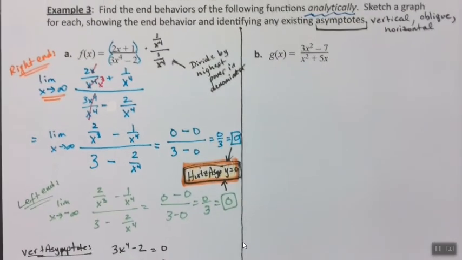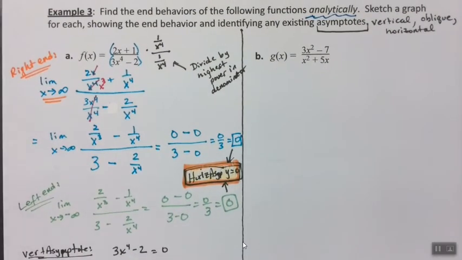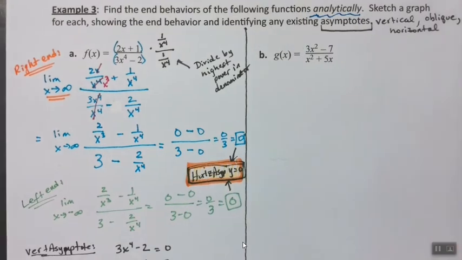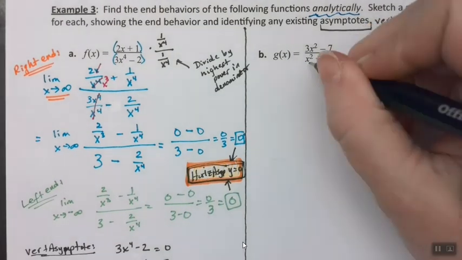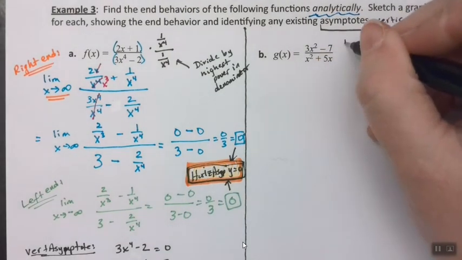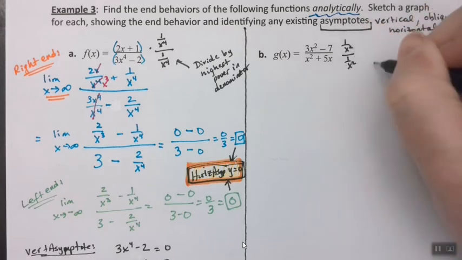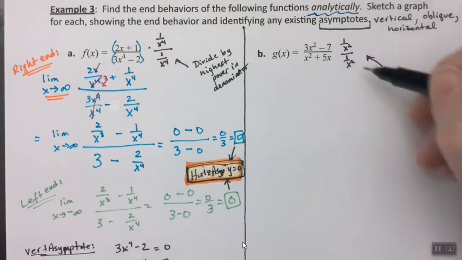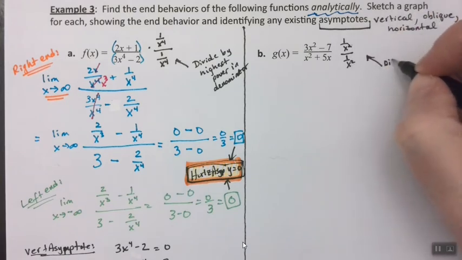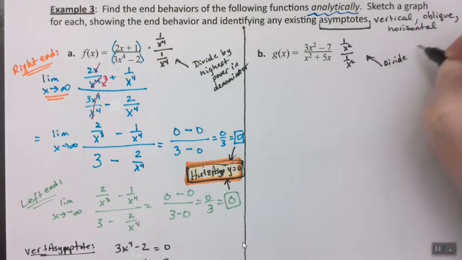Now let's look at letter B, and we're going to use the same trick. So we're going to divide by the highest power in the denominator. So the highest power in the denominator is x squared. So I'm going to do 1 over x squared over 1 over x squared. I can do that because I'm putting it over itself. So I'm multiplying by 1, which comes up with an equivalent expression. It's not exactly the same expression, but for all intents and purposes, it's equivalent for what we need.